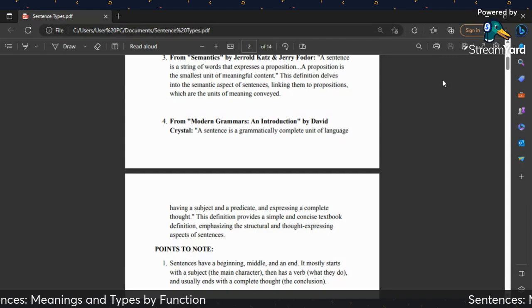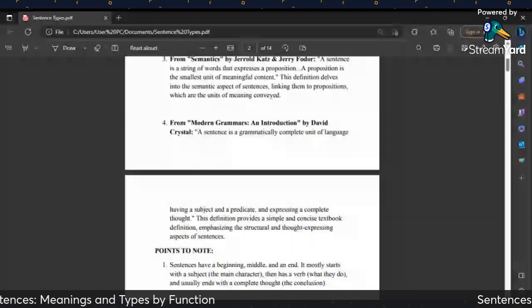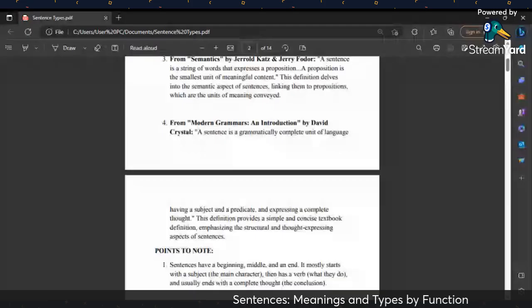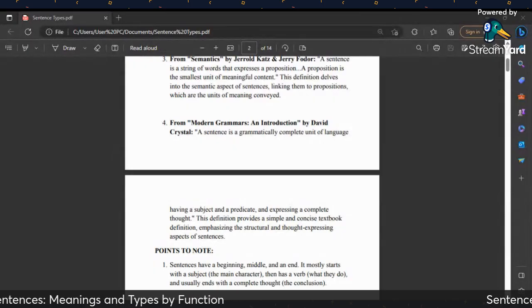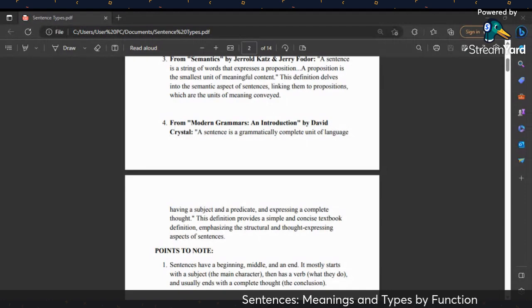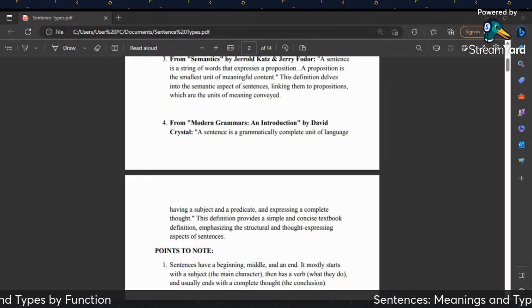And what is a proposition? A proposition is the smallest unit of meaningful content. All these scholars are coming back to the fact that a sentence must be meaningful. All these scholars, from Huddleston to Pullum, are saying that sentences must be meaningful. And for Katz and Fodor, a sentence is a string of words that expresses a proposition, and basically, a proposition is the smallest unit of meaningful content.